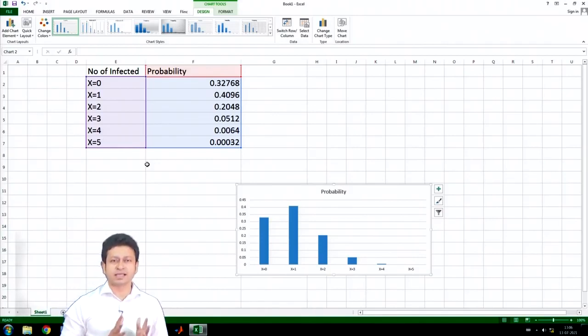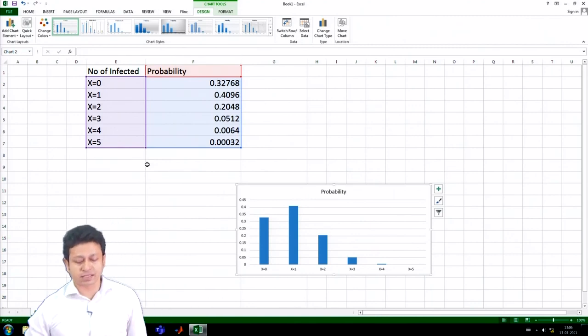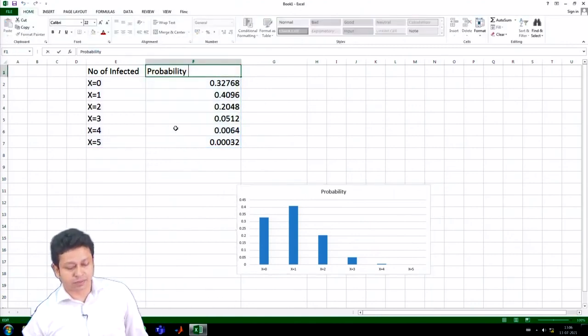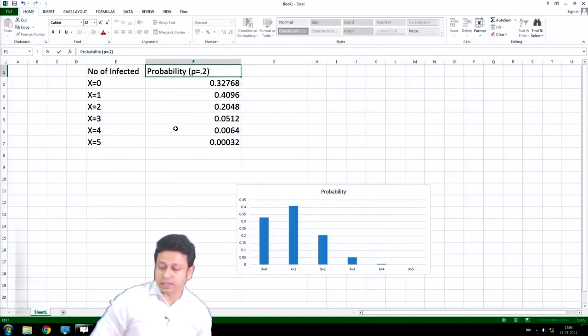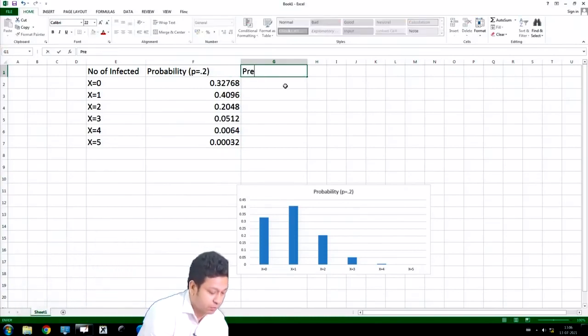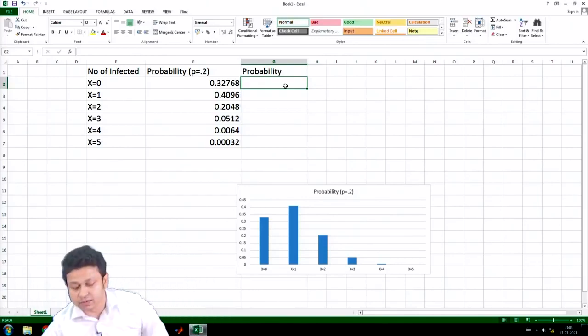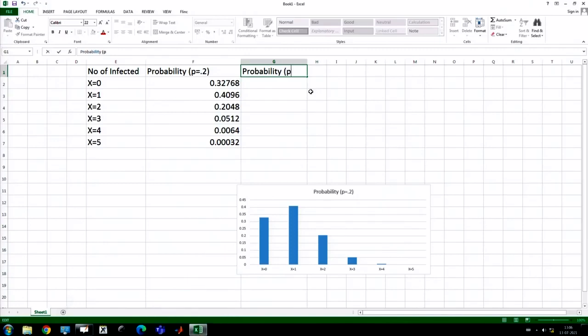Now, I want to change that, let us say to 0.5. This is symmetric, so success and failure is going to be symmetric. Here P is equal to 0.2, and I am going to do another probability calculation where P is equal to 0.5.